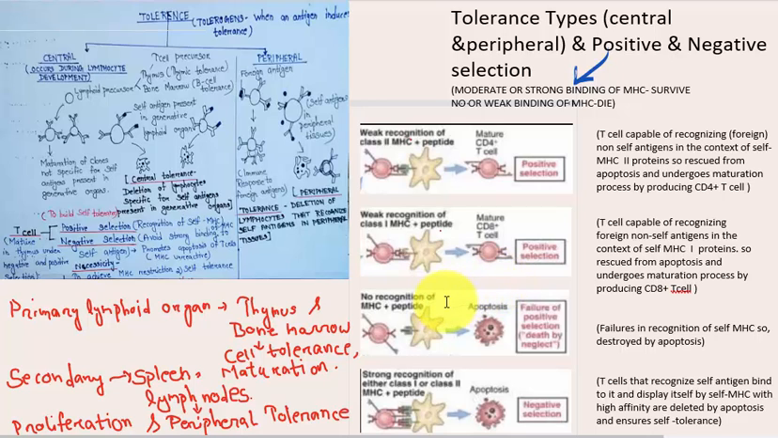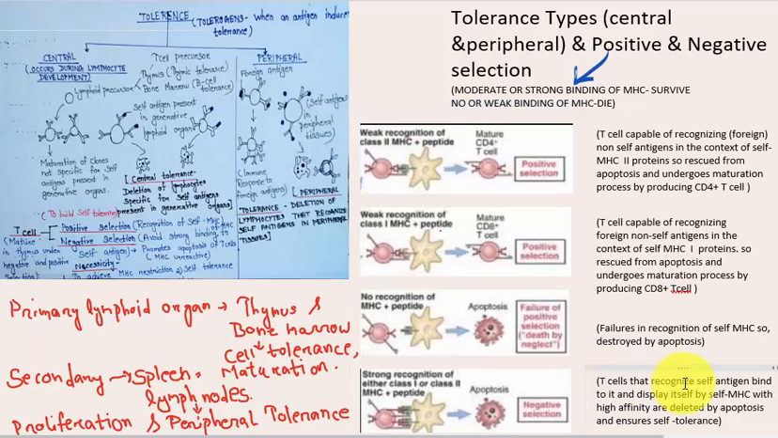The third case is different. In this case, there is no recognition of the MHC. You can see in this picture there is no binding between the MHC and the peptide. So it results in apoptosis, and this is the failure of positive selection. The next type is negative selection. What is negative selection? Negative selection is strong recognition of either class 1 or class 2 MHC with the peptide, and it leads to apoptosis.